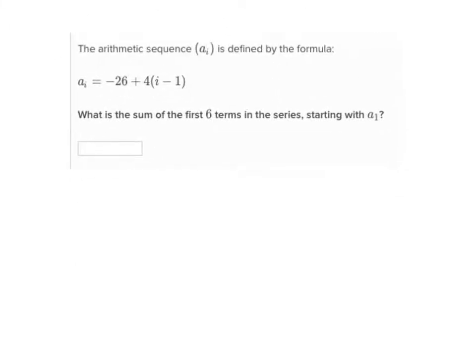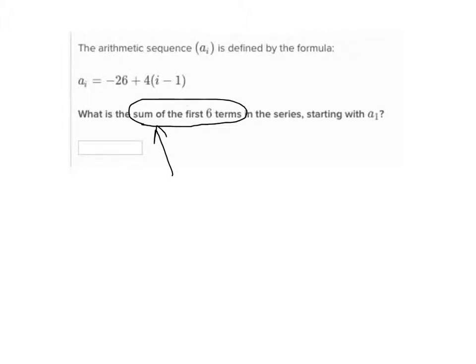Look at what this question says. It says the arithmetic sequence is defined by the formula, and here's your formula. What is the sum of the first 6 terms? Now sum means what? Sum means add. So I need to find out what the first 6 terms are and add them all up.